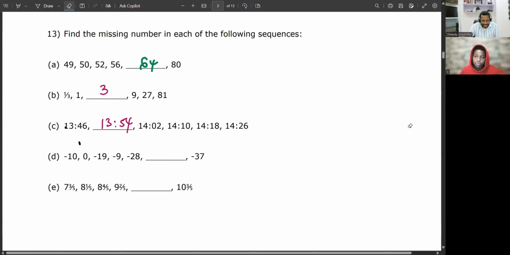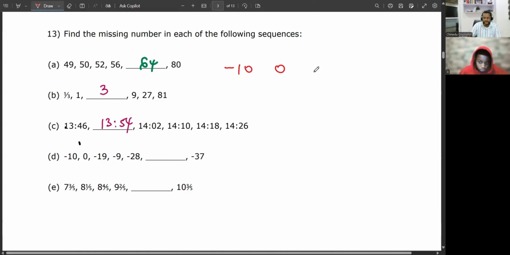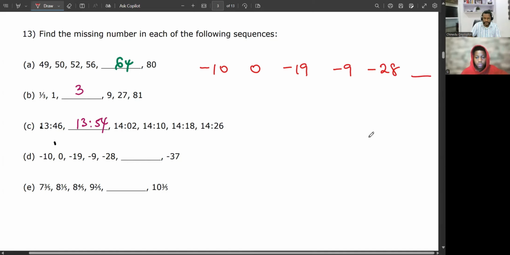What's that? From negative 10 to 0, that's going to be 10. And then from negative 19, that's going to be... Yeah, I don't really get this one. All right. Okay, let me just write it out here so you can see it clearly. So we have minus 10, 0, minus 19, minus 9, minus 28, and then what? We have a graph, and there's 37 there, right?